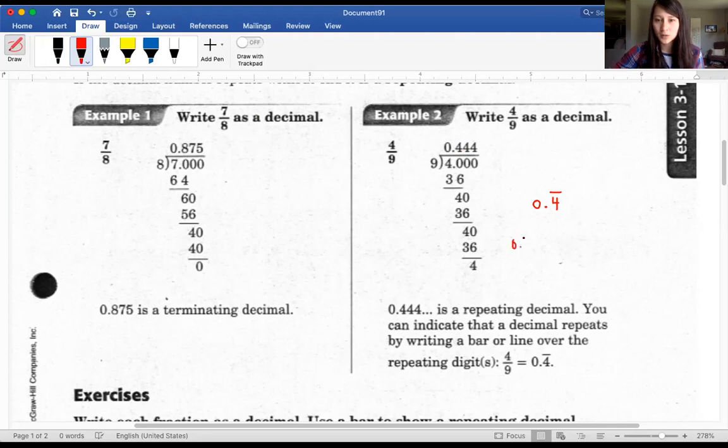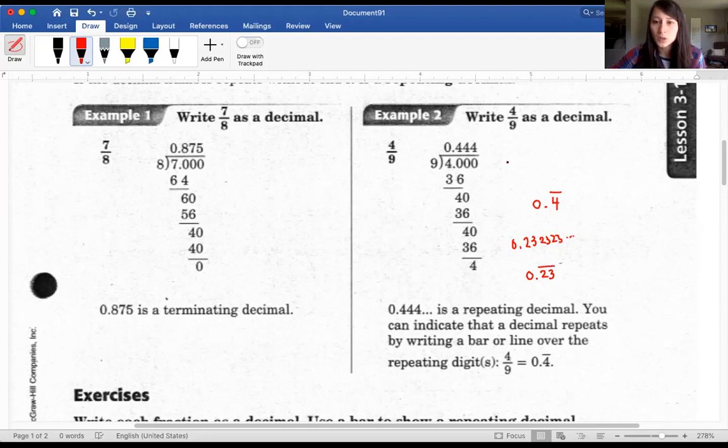If you see a decimal that's like 0.232323 repeating and it keeps going, then where do you think you'd put the line over? You'd put it over what's repeating, right? Which is 2 and 3. So you put your line over that.